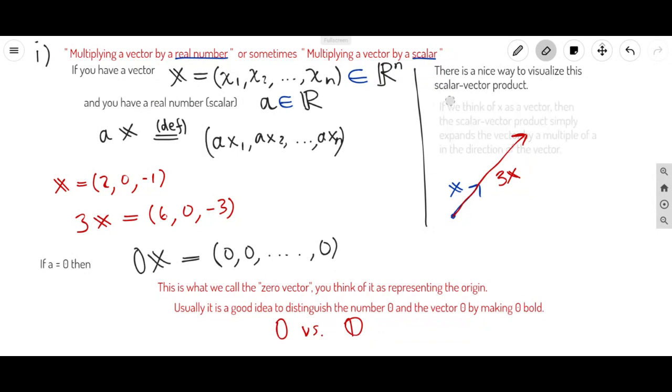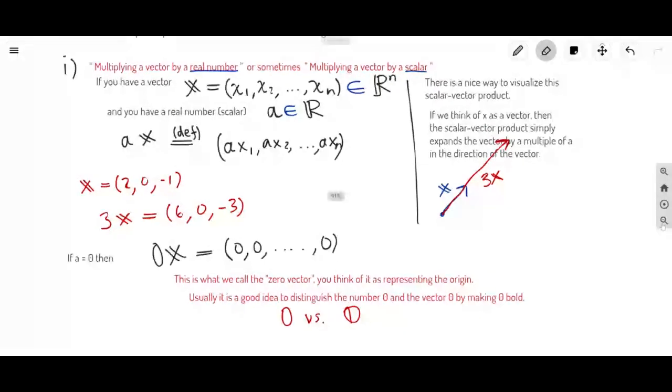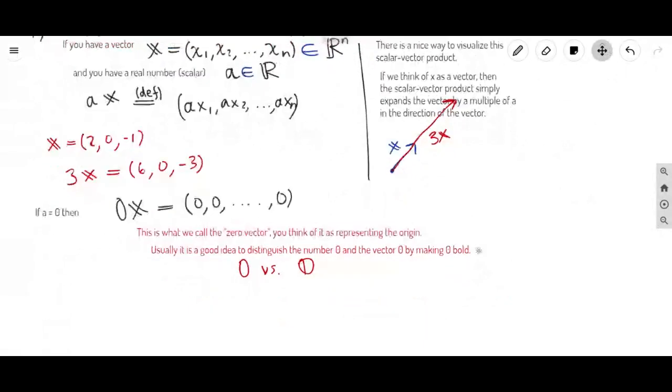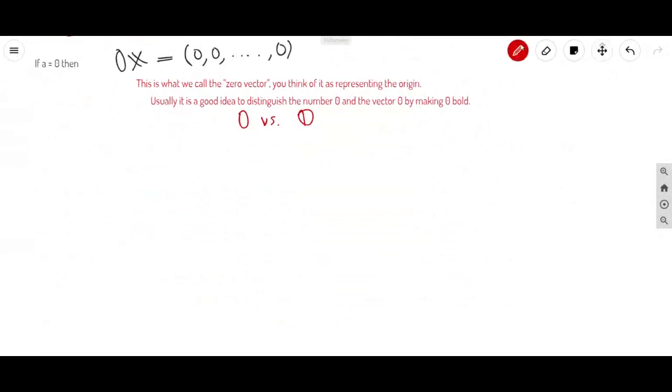This is called the scalar vector product. The next one that we're going to discuss, so I'll scroll it down here, is the sum of two vectors. The next operation on vectors is called vector sum. Or you can say it is a sum of two vectors.